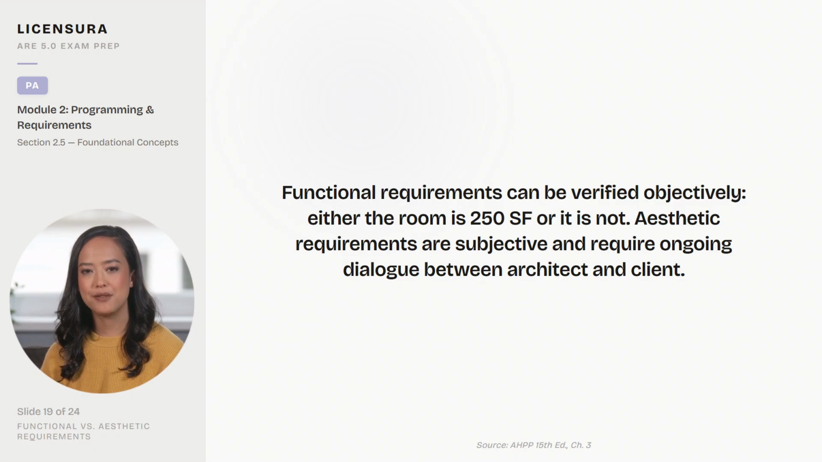Functional requirements can be verified objectively. Either the room is 250 square feet or it is not. Aesthetic requirements are subjective and require ongoing dialogue between architect and client. Both are valid, but they are documented and tracked differently.